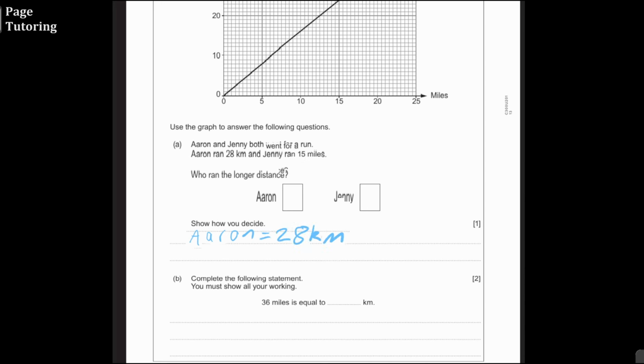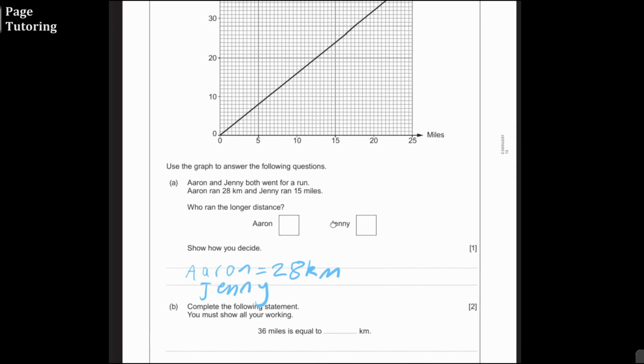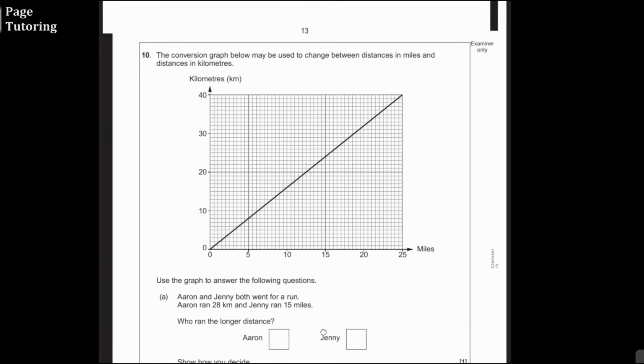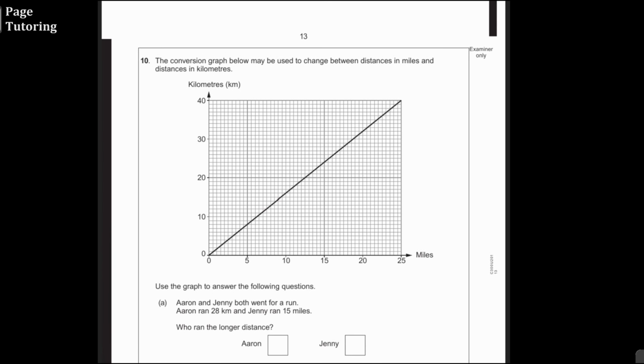That means for Jenny, I'm going to convert her 15 miles into kilometers. So what you can do is do a straight line up from your 15 miles until you hit your line. Okay. And then you're going to do a straight line across. To draw these straight lines, make sure to use your ruler and your pencil. I'm going to do a straight line across from there to my kilometer line.